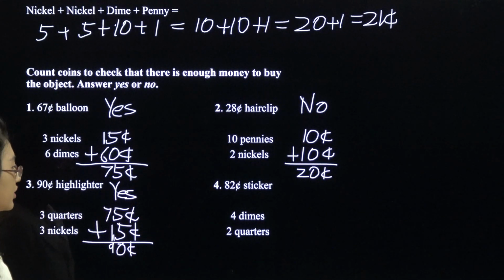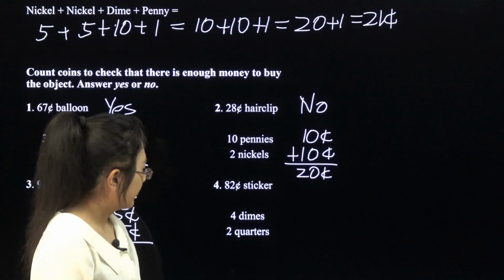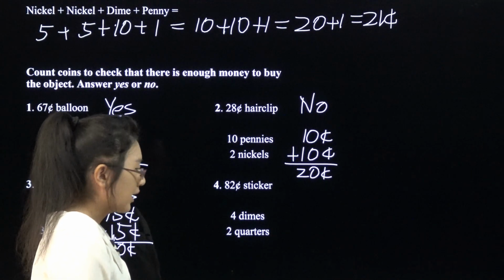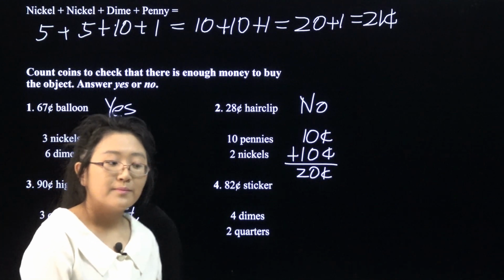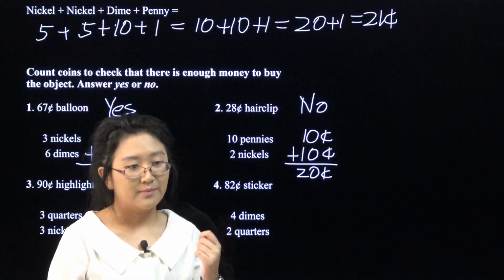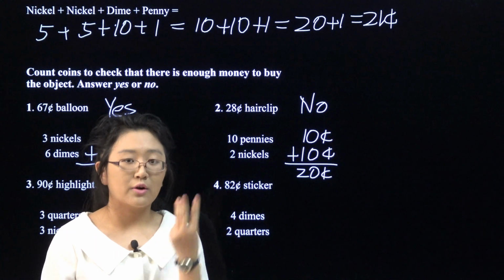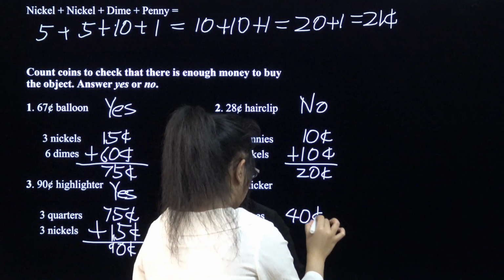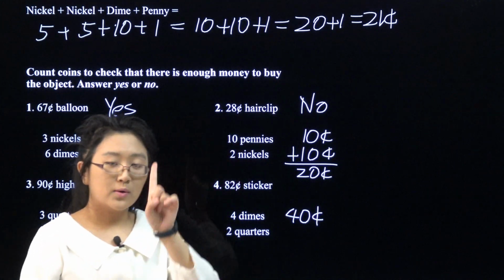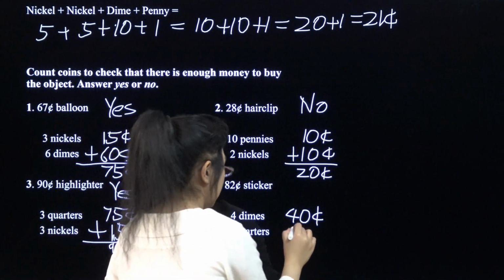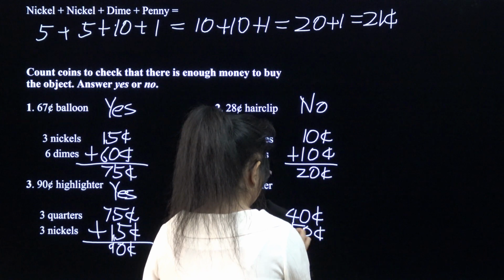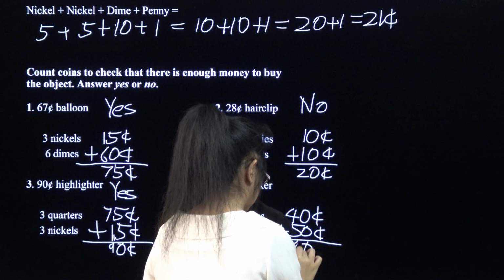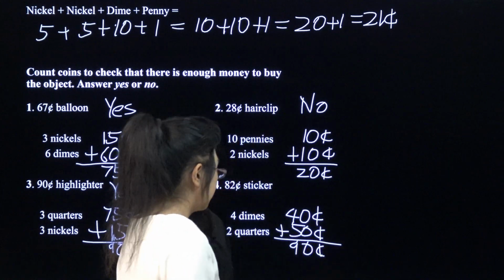What about the 82-cent sticker? We have 4 dimes and 2 quarters. 4 dimes is, well, let's count by tens. 10, 20, 30, 40. 40 cents. And 2 quarters is 25, 50. 50 cents. Add them together, 0 plus 0, 4 plus 5, and we get 90 cents.